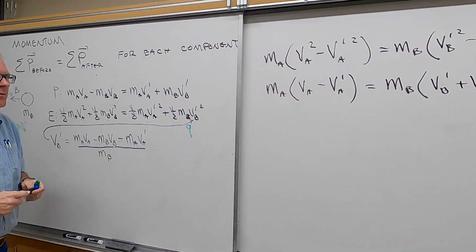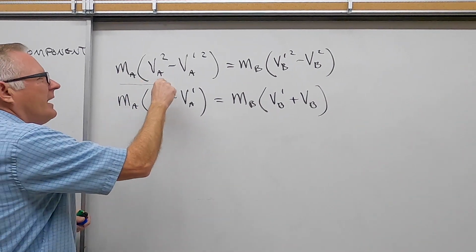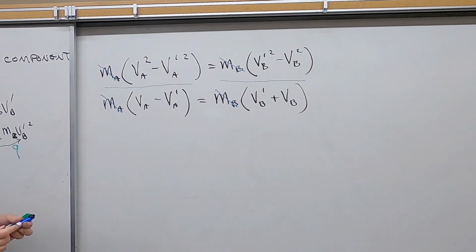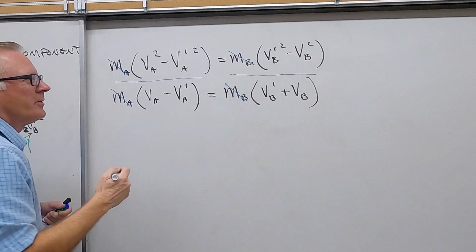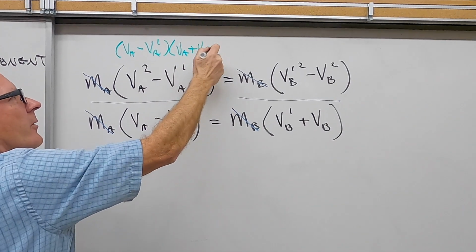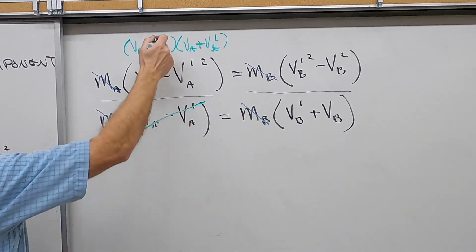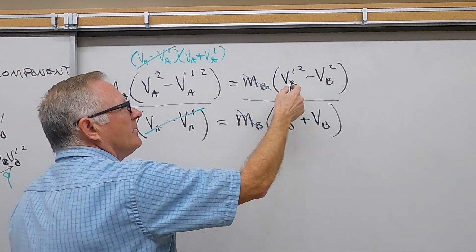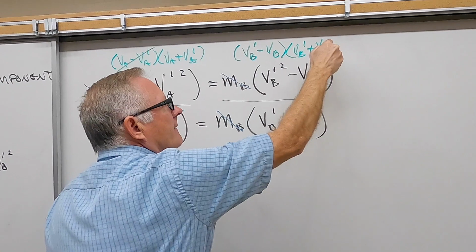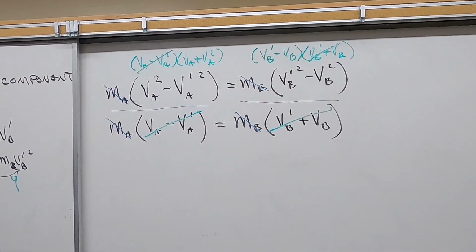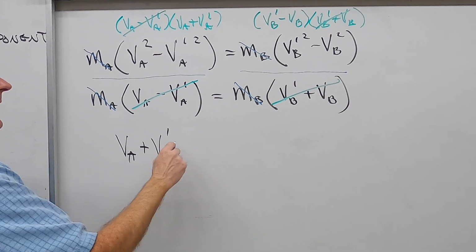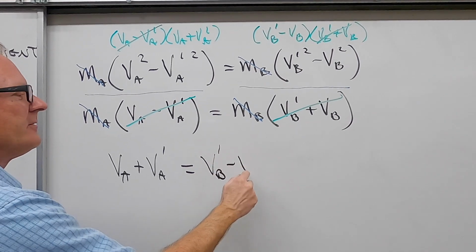Okay, so now I'm going to divide these two equations. If I divide these two equations right here, you notice the m's drop out, and also this right here I can factor. That's a perfect square. I can factor it to VA minus VA prime, VA plus VA prime. Well, the VA minus VA prime cancels with that right there. Over here, we'll do the same thing. I'll factor it. So that's VB prime minus VB, VB prime plus VB, and I'll cancel those. So this whole equation now comes down to just VA plus VA prime equals VB prime minus VB.